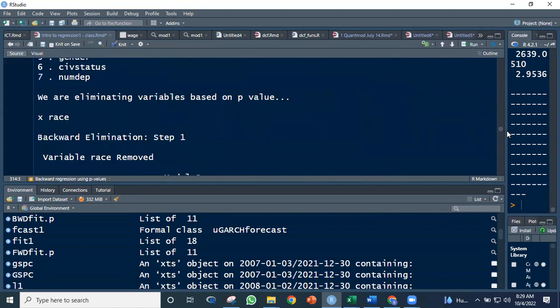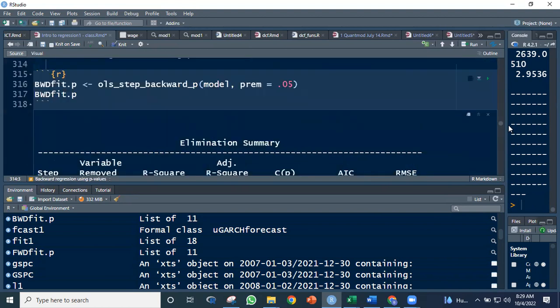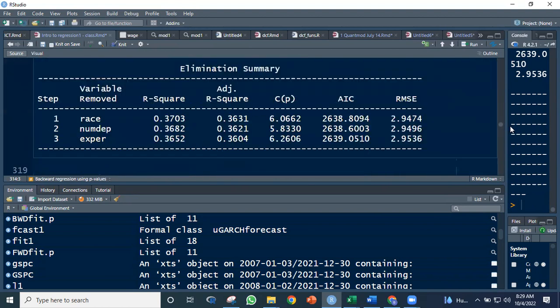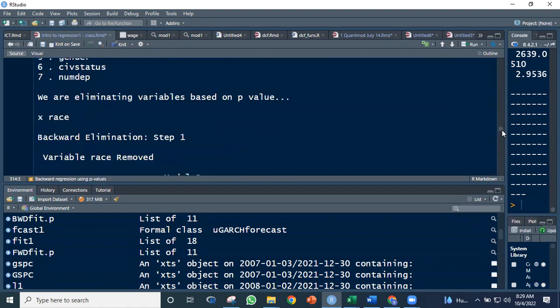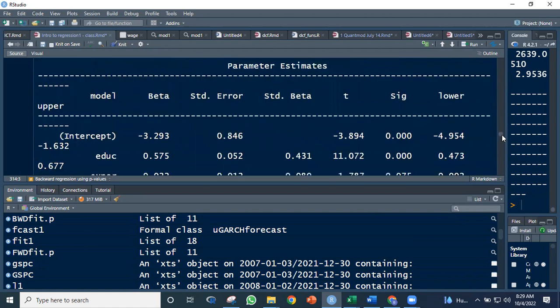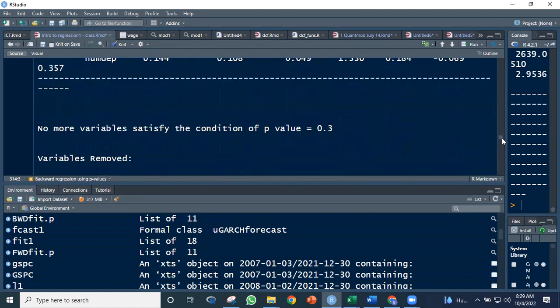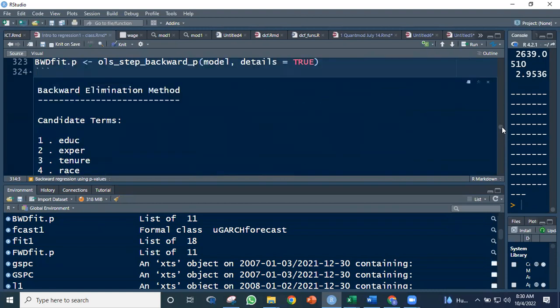Take a look at the summary here, guys. Look at the elimination summary. Race first, then number of dependents, then experience. So, three variables are eliminated. Right? So here, after it removes race, number of dependents should be next. But, no more variables satisfy. P-value is equal to 0.3. Why 0.3? Wait, what?